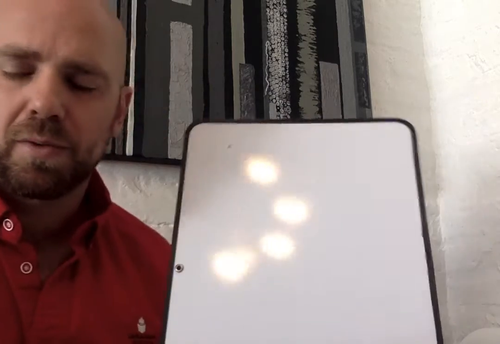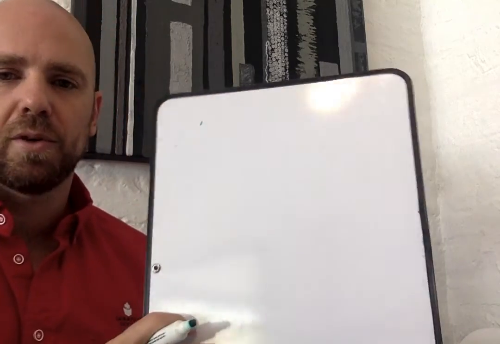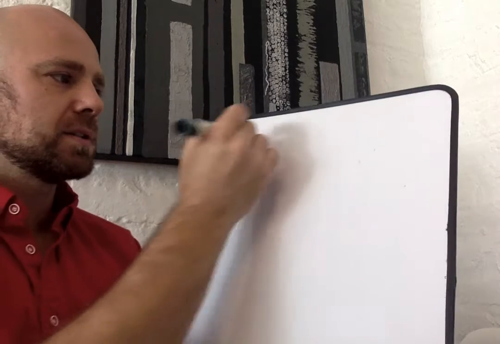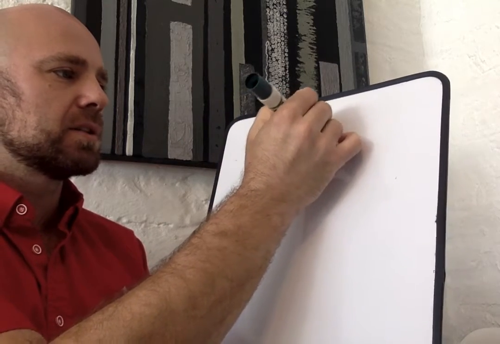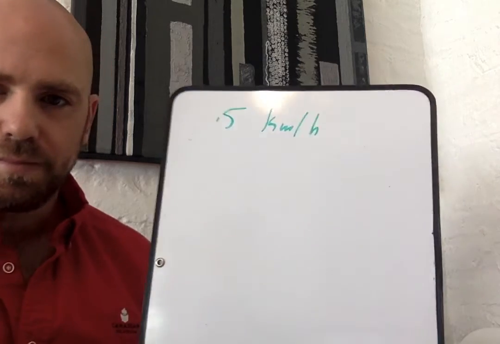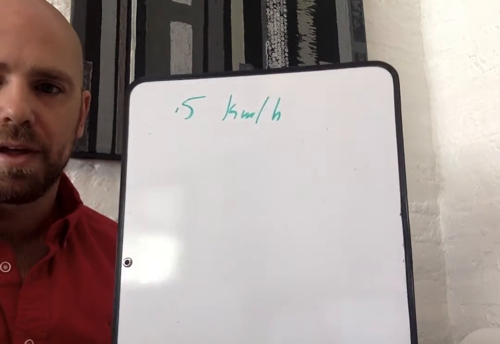Our second example is where we're going to manipulate things a little bit more. The average person can walk at a speed of 5 kilometers per hour.